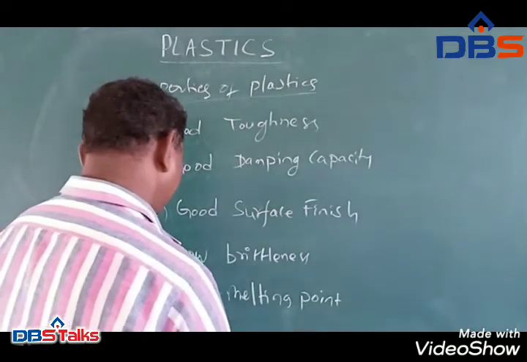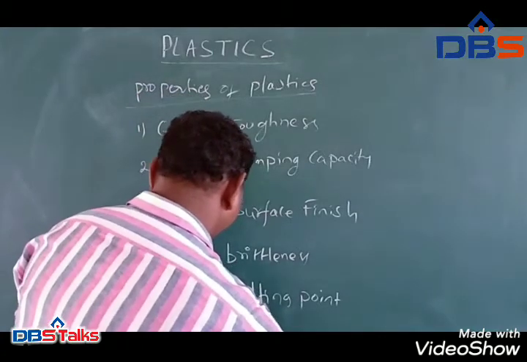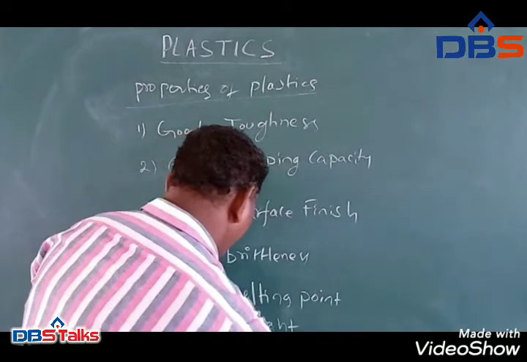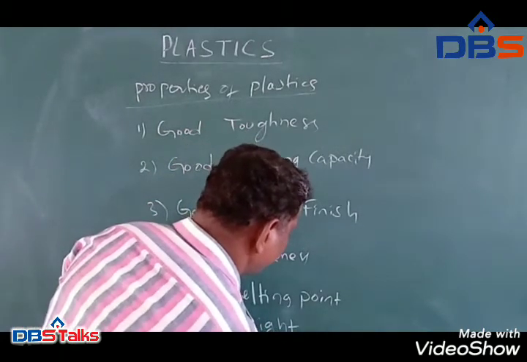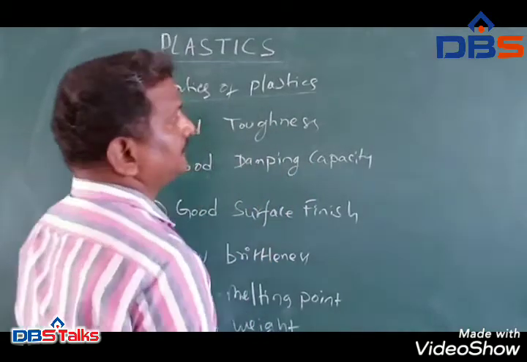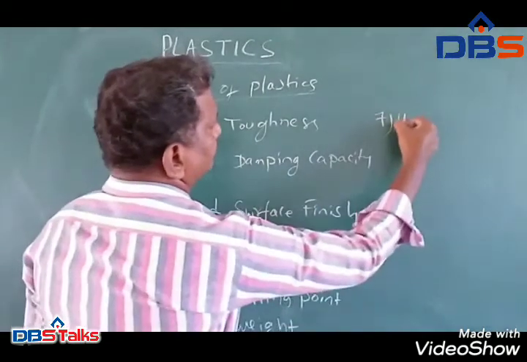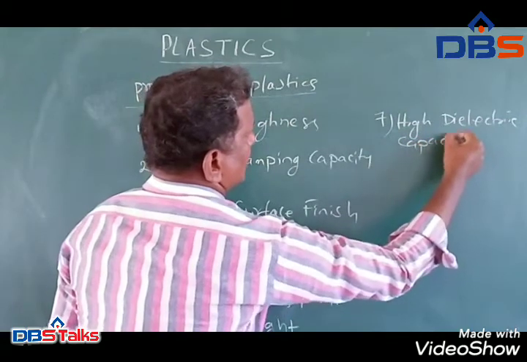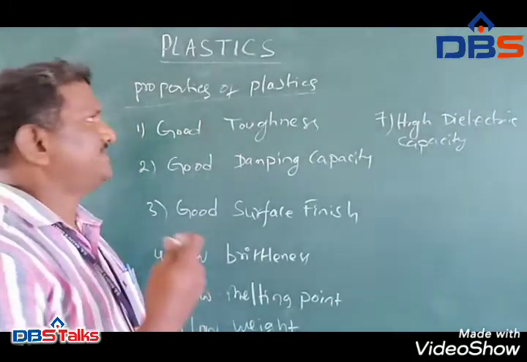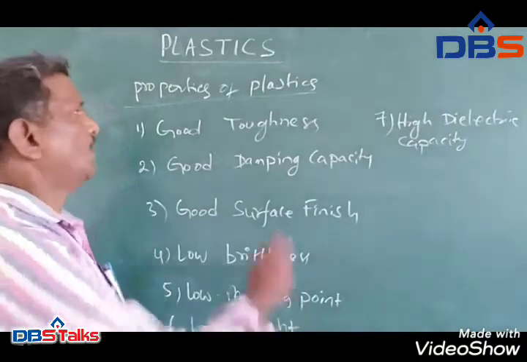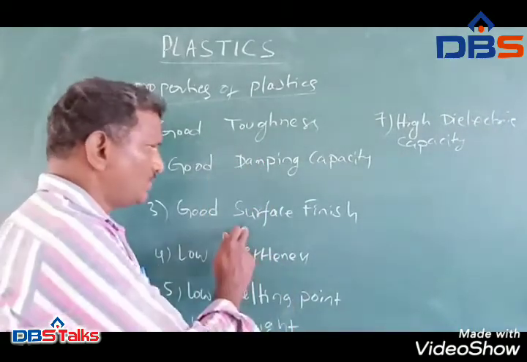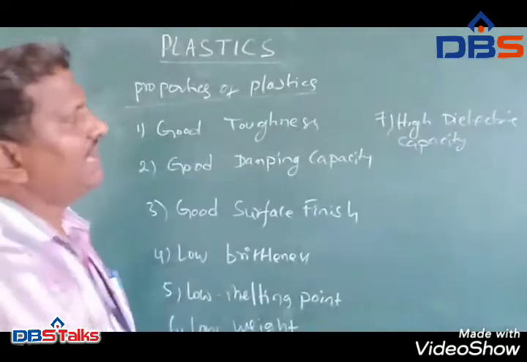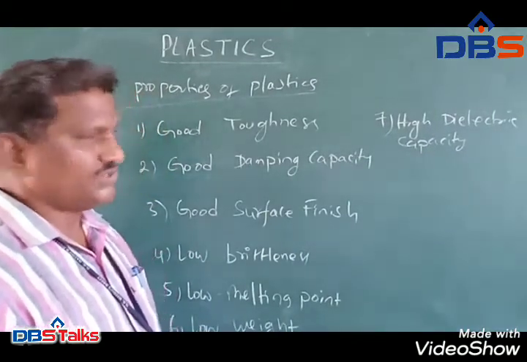Sixth one, low weight. Seventh one, low moisture absorption. And high dielectric capacity. These are the properties associated with the plastics: good toughness, good damping capacity, good surface finish, low brittleness, low melting point, low weight, low moisture absorption, and high dielectric capacity.